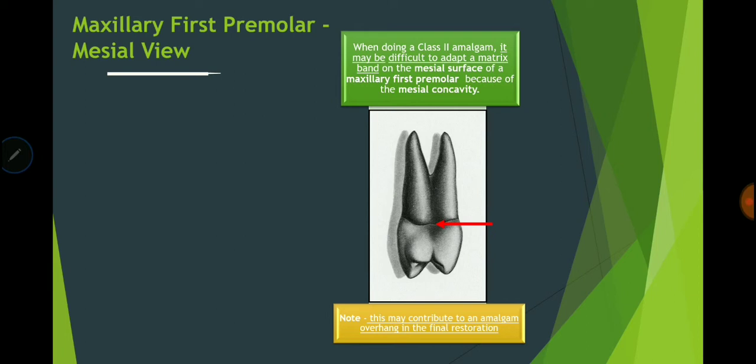Okay, so the clinical significance of this is that when you are performing a class 2 amalgam restoration, it can be very difficult to adapt a matrix band on the mesial surface of the maxillary first premolar. This is because of the mesial concavity, and this may contribute to an overhang. An overhang is a trap for food, which further causes periodontal disease and also decay. So you have to keep that in mind. You have to keep the anatomy of the tooth in mind when you're doing the restoration.